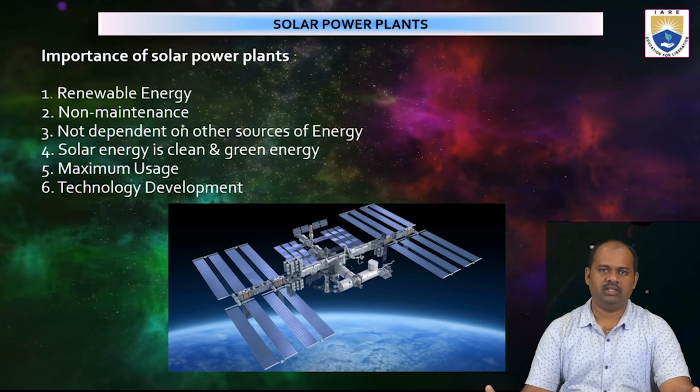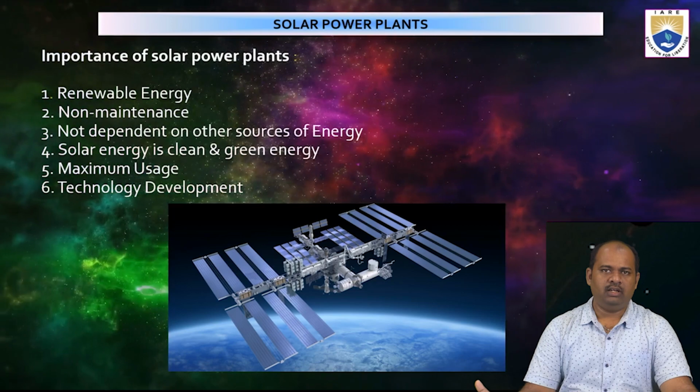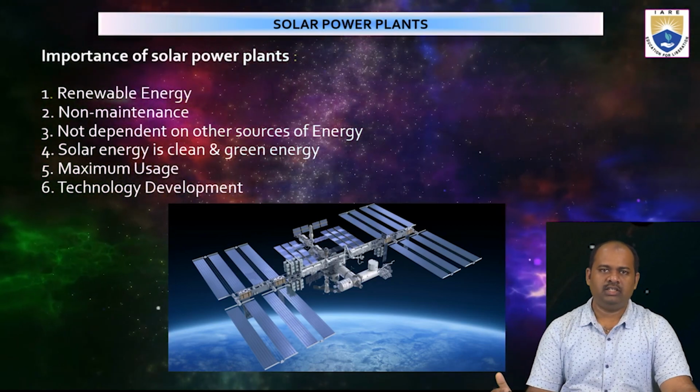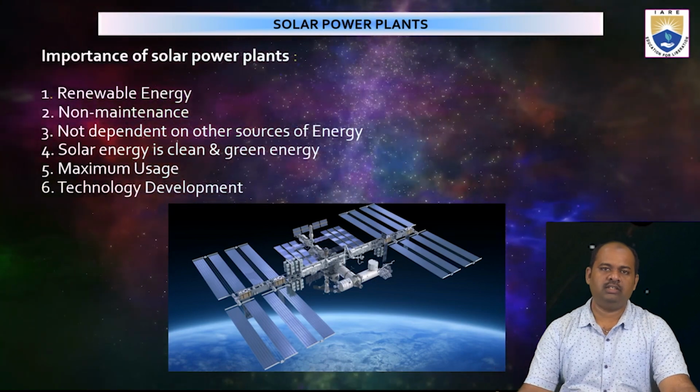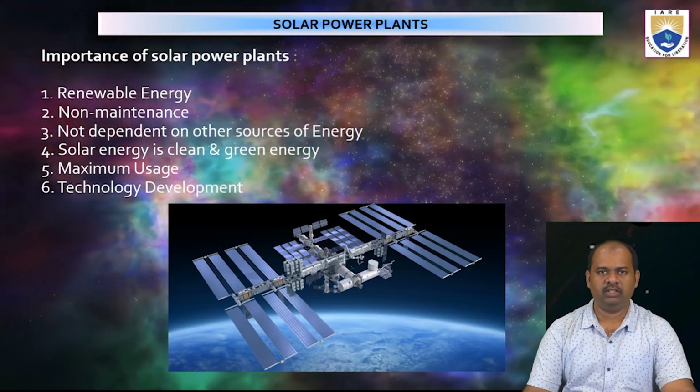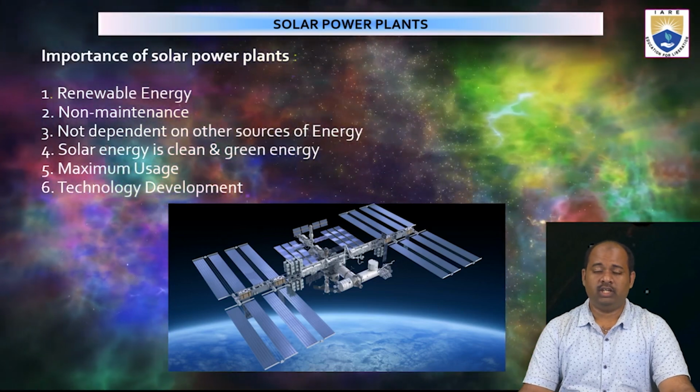Even in outer space, there is no air or any kind of medium. The solar radiation coming from the sun reaches the surface of the earth. So solar radiation is the one which does not require any medium.